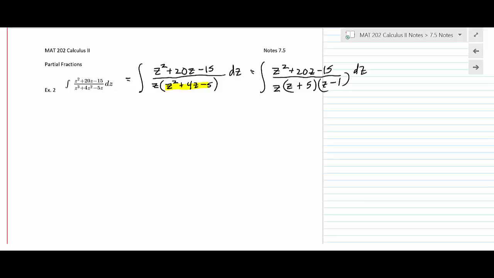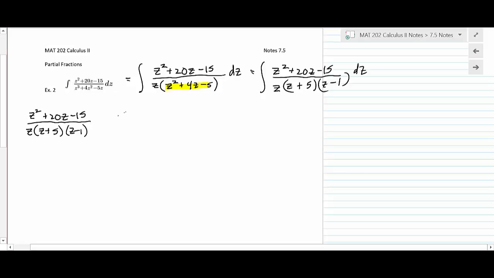Now, what we're going to do is we're now going to do our partial fraction decomposition. So we're going to get away from the calculus for a bit here. And you want to write this like this. You want to just do the z squared plus 20z minus 15 over the factors, which are z, z plus 5, z minus 1. You want to spread out on your paper a lot.